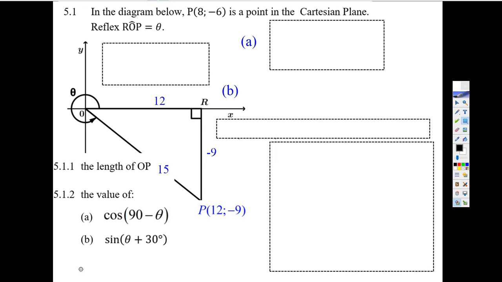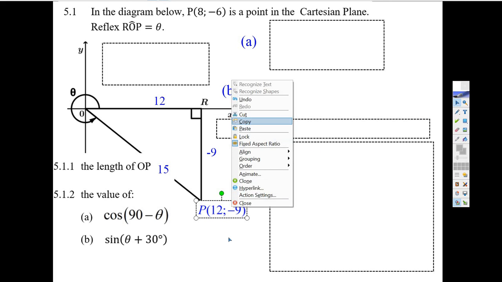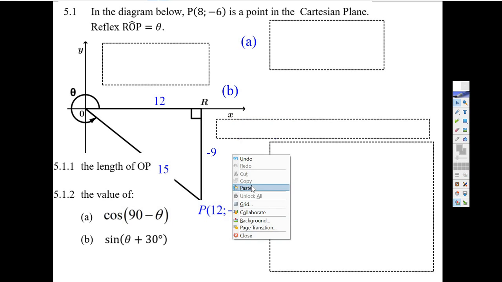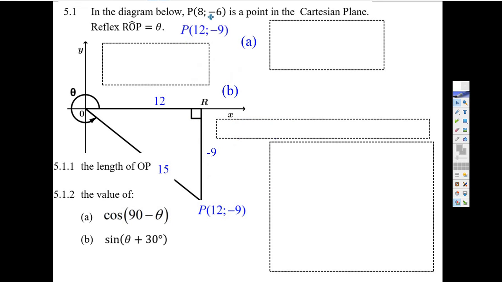Okay, now we're into trigonometry, and I can see there's a little bit of a mistake because I'm working from a different question paper. They changed some of these, and I just want to make sure we've got the same one that we're working with. They're working with a point that's (12, -9) in the Cartesian plane. This is a reflex angle and it's theta, and all that's true.